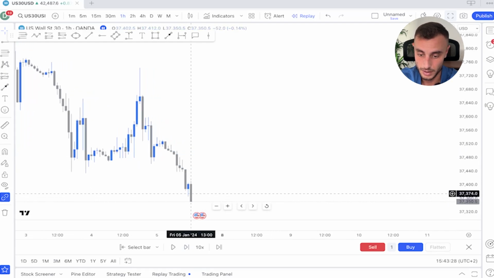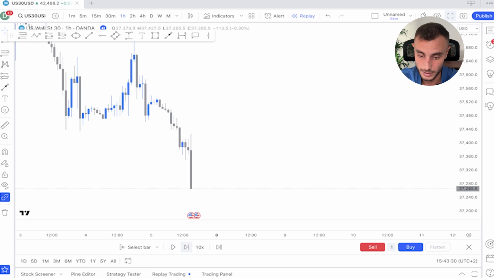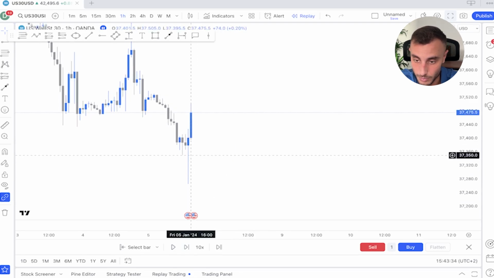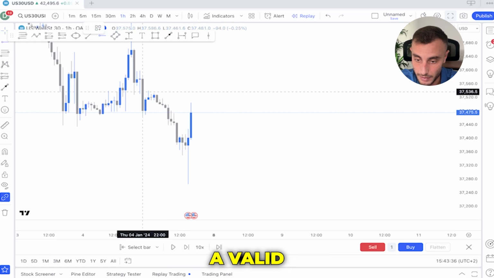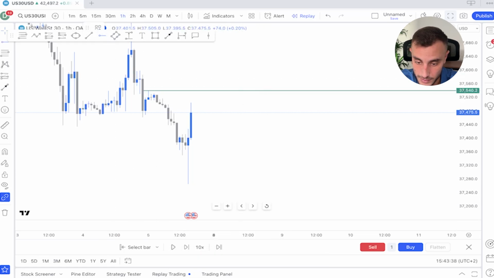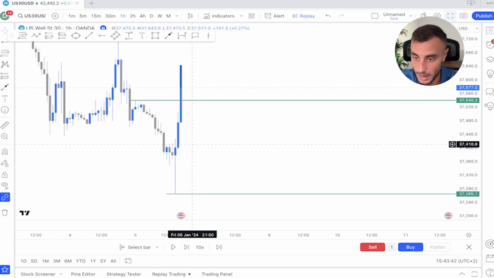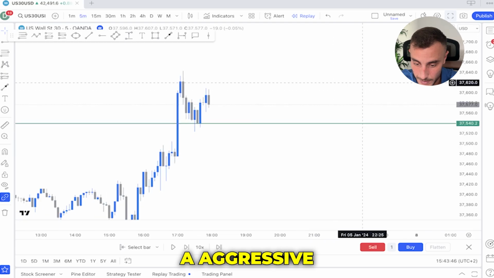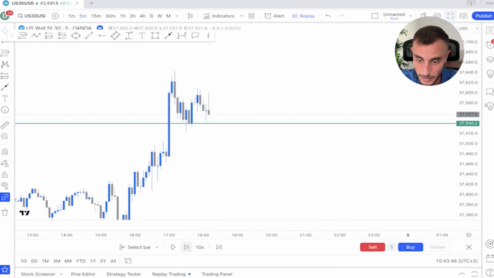All right, we're almost there. And okay, perfect. So here we are. This would be a valid liquidity level as well as this one right here. Let's see. Let's stay on the 1 hour. Okay, so the upper one has been taken out. Now on the 5-minute, let's look for an aggressive market structure shift.